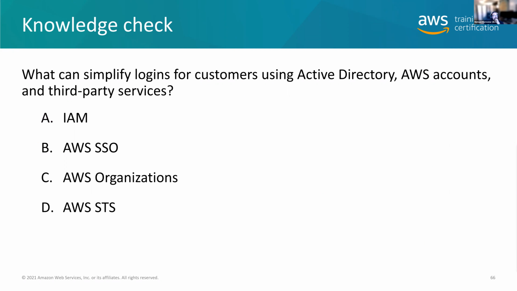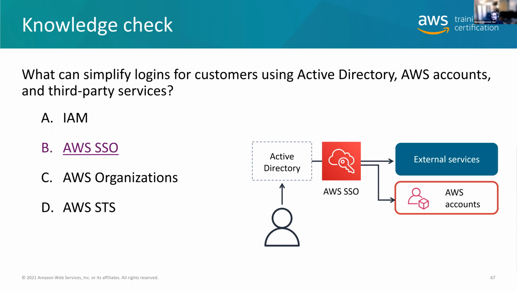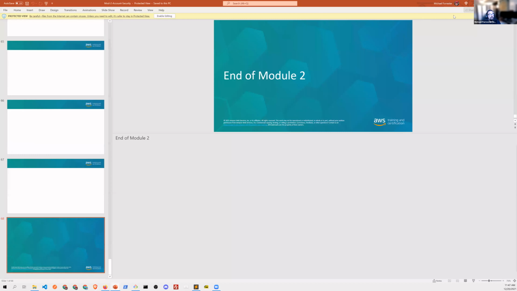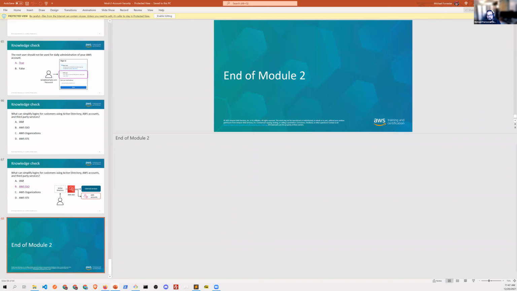What can simplify logins for customers using Active Directory, AWS accounts, or third-party services, right? What can we use to synchronize all of this? Good, you all answered single sign-on, so I think you were paying attention. Perfect. All right, that's the end of module 2. Any questions in any way, shape, or form about IAM, all its little vagaries there, or anything around organizations?